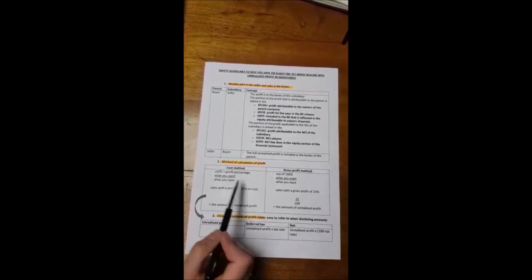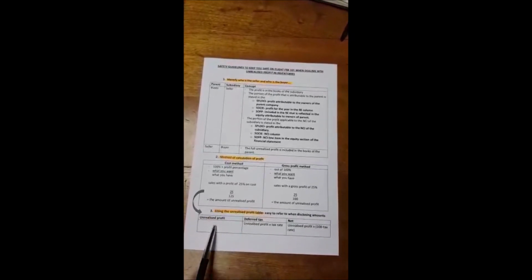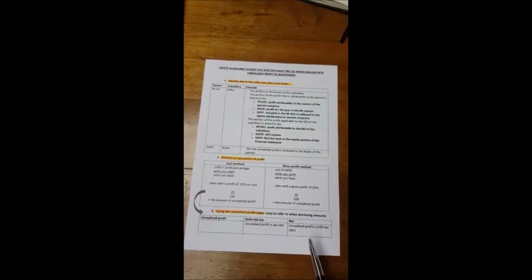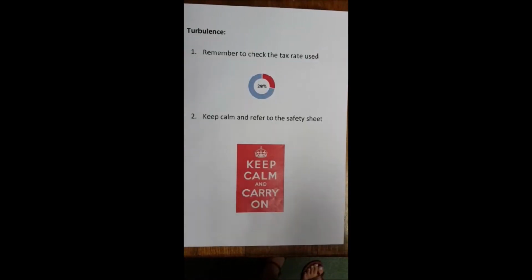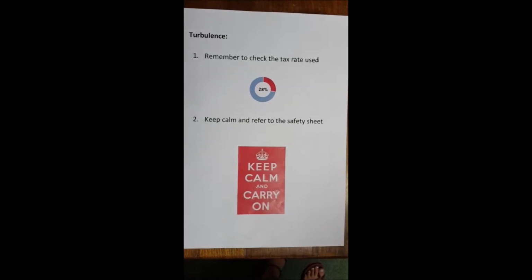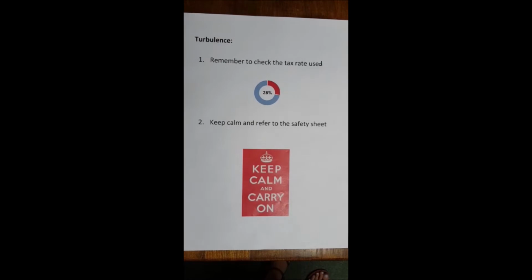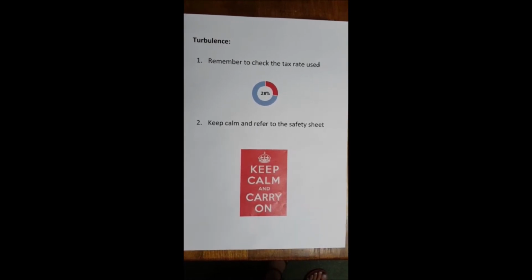Then our third step is to use the unrealized profit table. You will use the amount that you calculated over here, and then you will times it by the applicable tax rate, and then you'll get the net effect. When turbulence is experienced in a case of an emergency, such as a test or exam, remember the following. Check the tax rate used and keep calm. Take a breath and refer to the safety sheet.